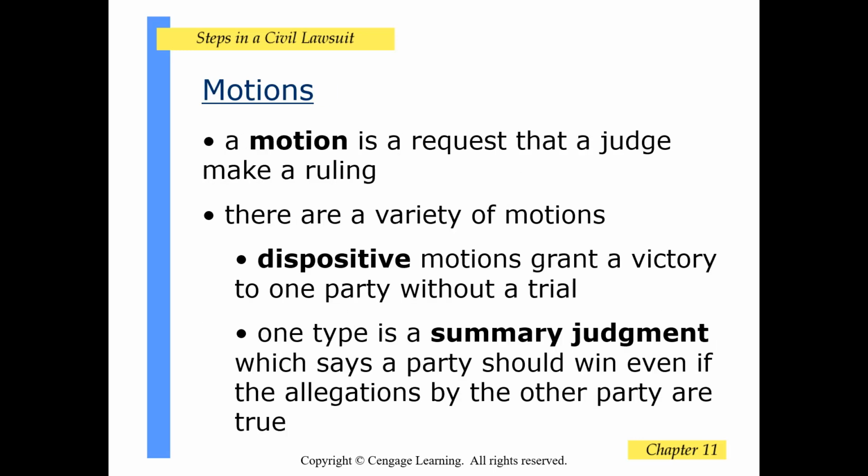Let's think now about motions. A motion is a request that a judge make a certain ruling. There are a variety of motions. Some motions are dispositive, which grant a victory to one party over the other. One type is a summary judgment, which says a party should win even if the allegations by the other party are true.